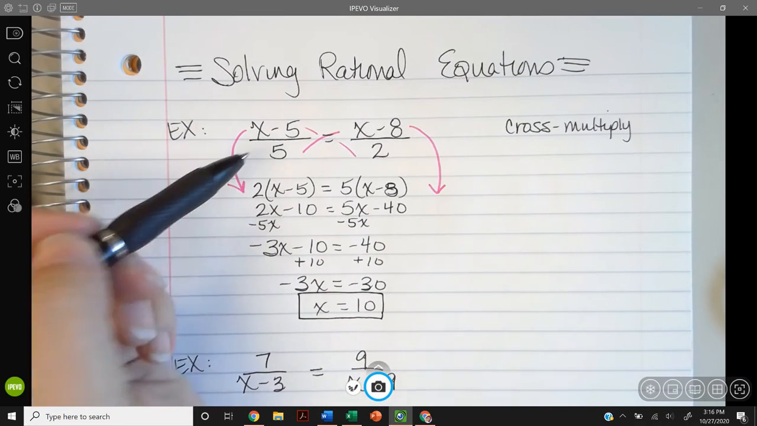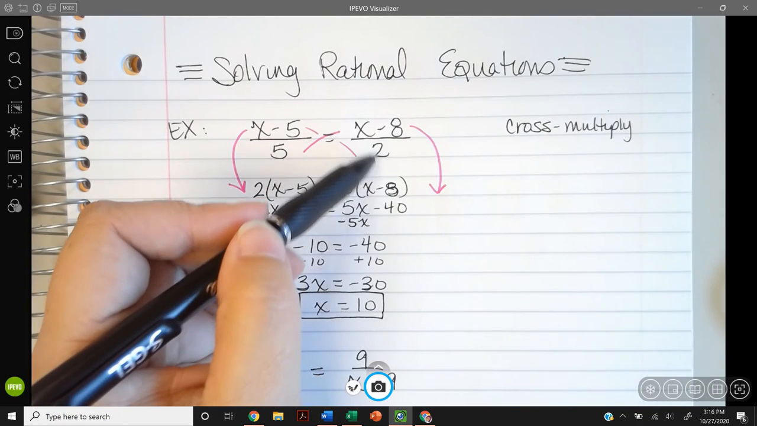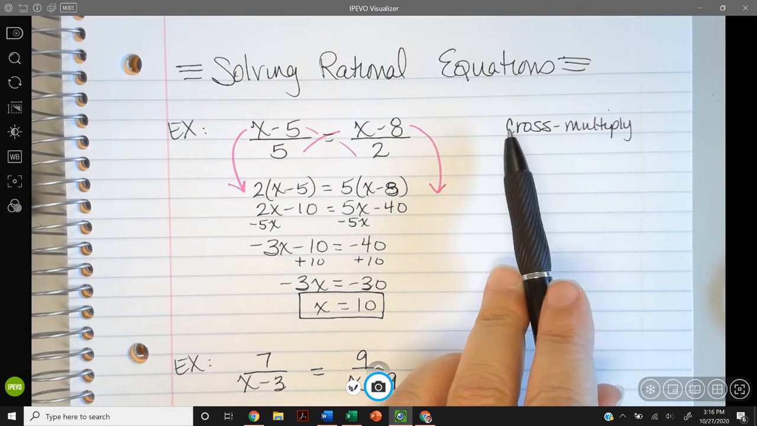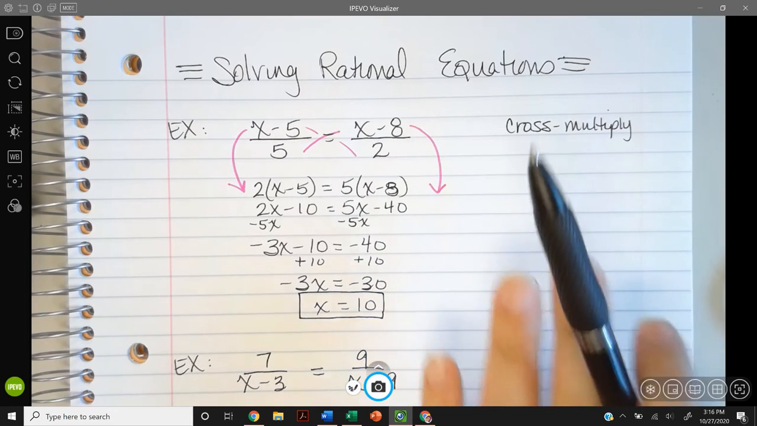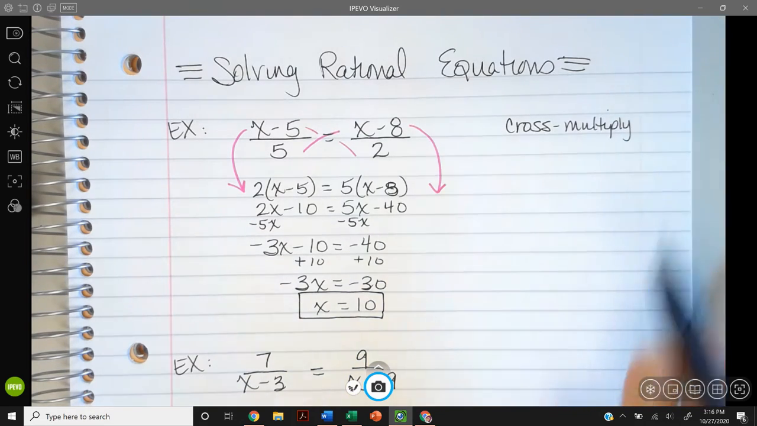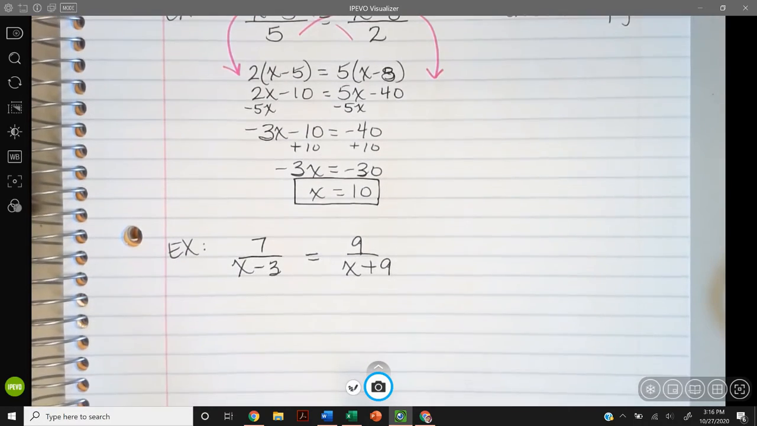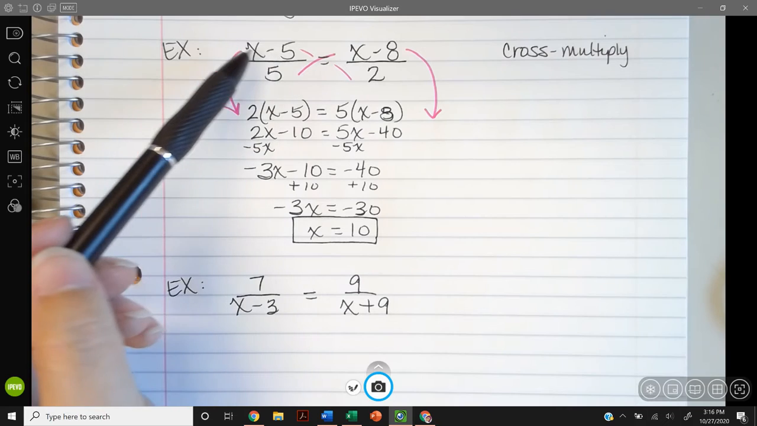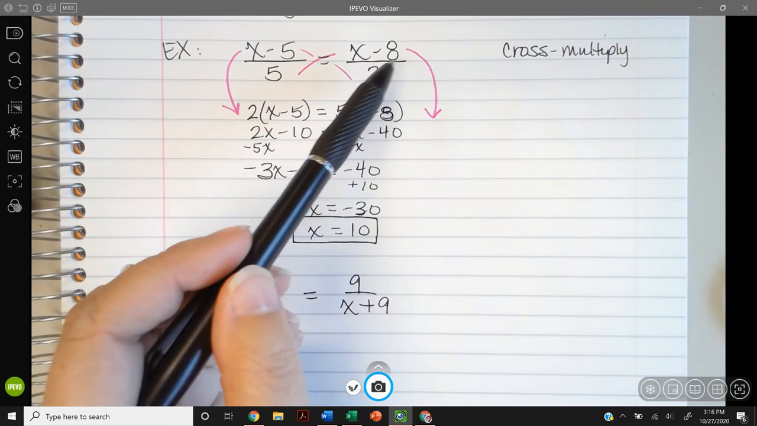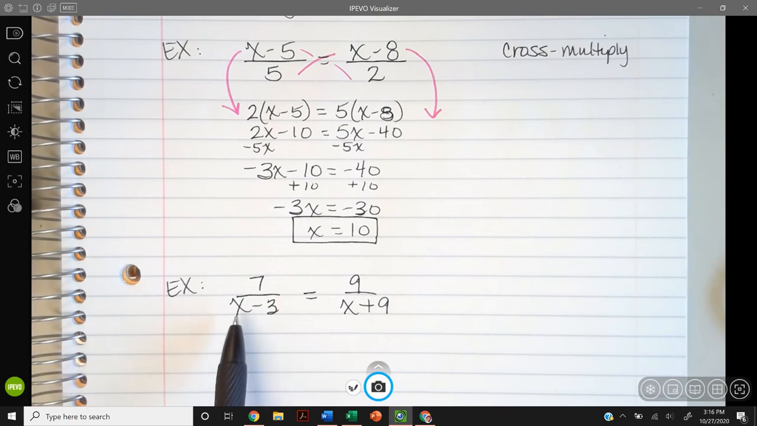Anytime it is a fraction equals a fraction, I want you to use the technique of cross multiplication because it's the easiest. Now you might be thinking, oh, this is cool, I can handle this. Now look at the difference between the problems. Here, my x value was in the numerator. Look at where x is now. X is in the denominator.